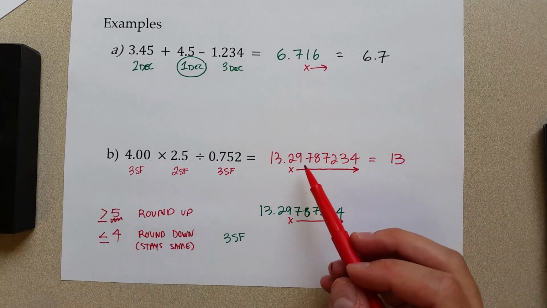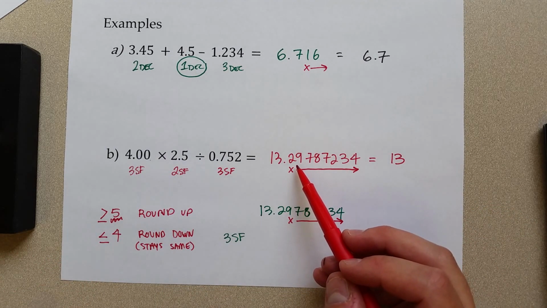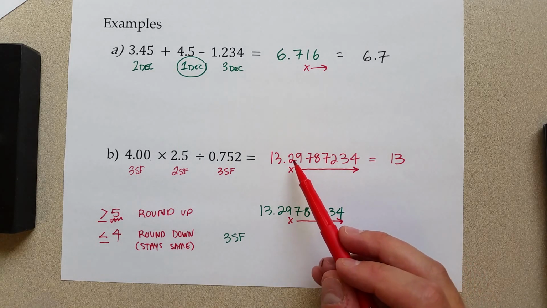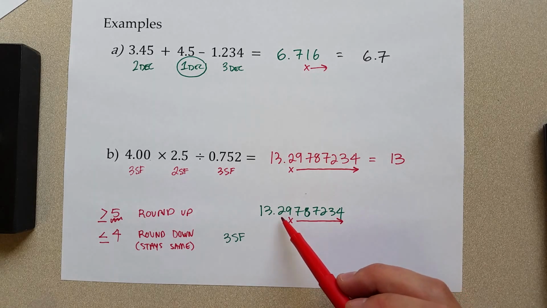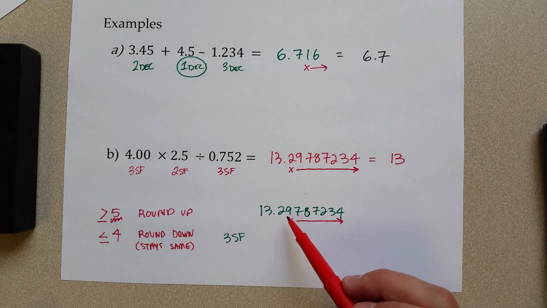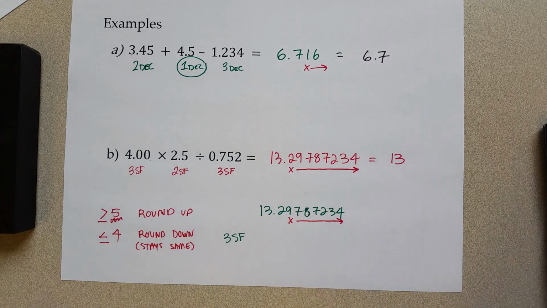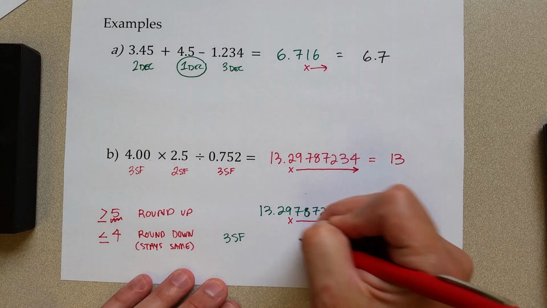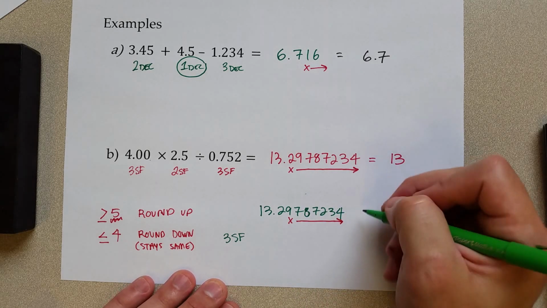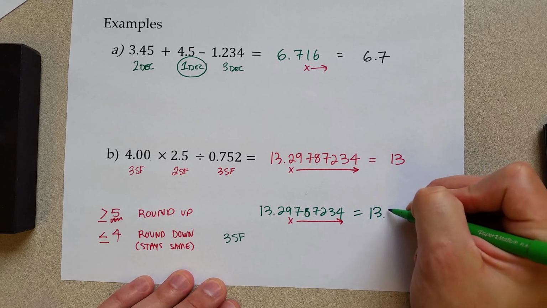Okay, so in this scenario, when we had to cut it down to 2 significant figures, that 2 was less than or equal to 4, so we kept it the same, 13. If we were cutting this down to 3 significant figures, that 9 is greater than or equal to 5, and so we're going to round up, and so that would be 13.3.